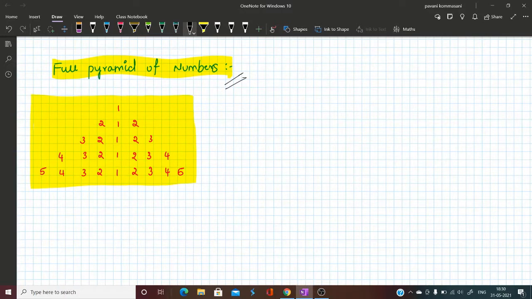Now here, first we have to print the spaces, right? We have to print the spaces first, and the space logic was entirely discussed in the previous videos.